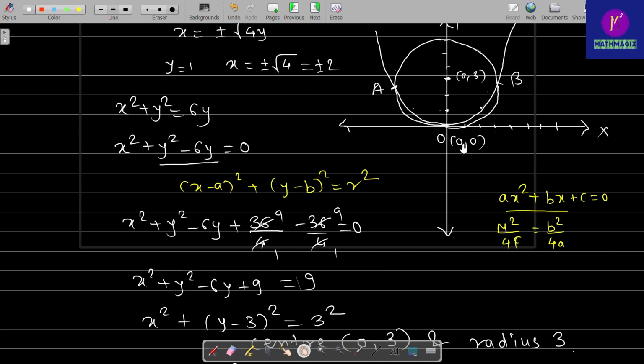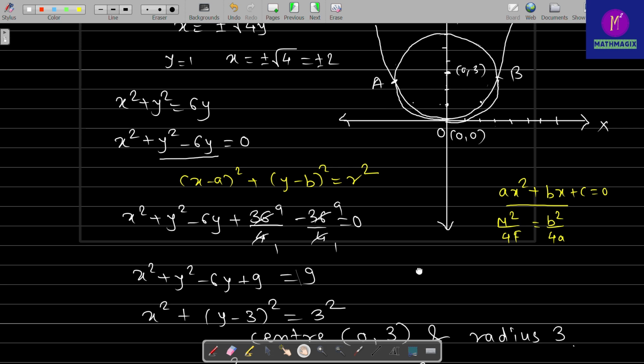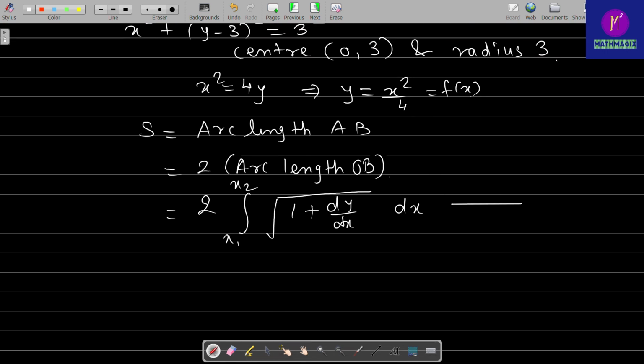So we require the coordinates of O and B. We know the coordinates of O, but we don't know what are the coordinates of B. B is nothing but basically the point of intersection of circle and parabola. So we need to find out the points of intersection of circle and parabola by solving these two equations. So let us first find out that. Well, let us call this as 1. We will use this later on.